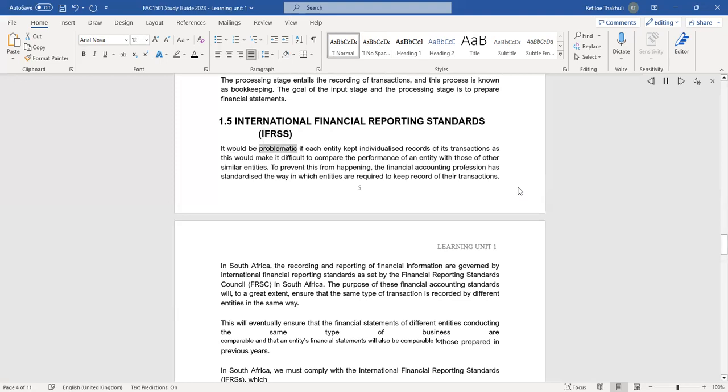It would be problematic if each entity kept individualized records of its transactions, as this would make it difficult to compare the performance of an entity with those of other similar entities. To prevent this from happening, the financial accounting profession has standardized the way in which entities are required to keep record of their transactions. In South Africa, the recording and reporting of financial information are governed by international financial reporting standards as set by the Financial Reporting Standards Council, FRSC, in South Africa.